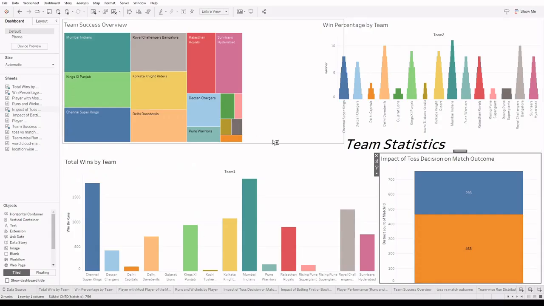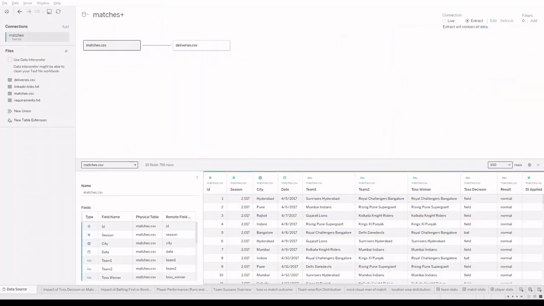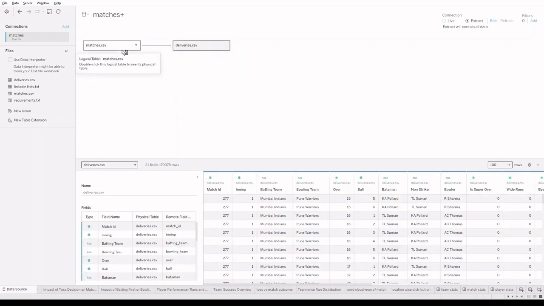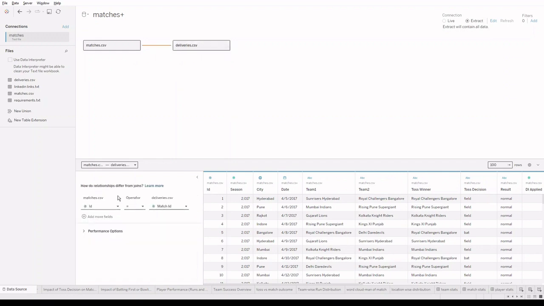So here, if you see, we are in my Tableau workbook. Here we have different sheets, and this is one of my dashboards. Firstly, let's get into the data source. Here we have two data sets, matches and deliveries. Firstly, I would like to mention one thing.